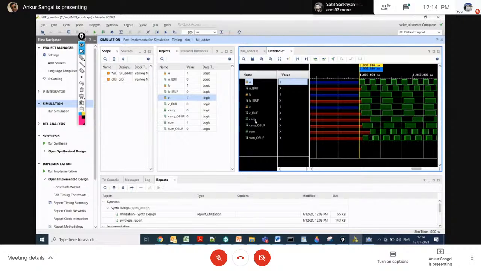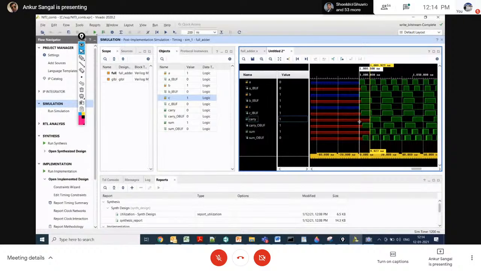Now if you want to see A2 carry delay, you need to select your carry and after that go for the next transition. So you can see carry here. When you click on the blue line, you can see it is showing the delay value. So in this manner, you can calculate delay. Okay, so is it clear to all of you?